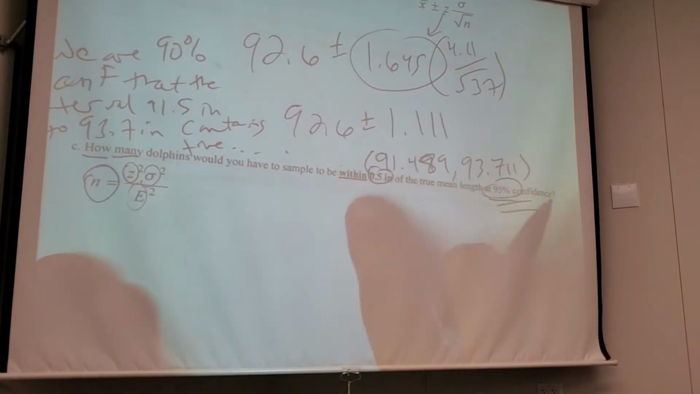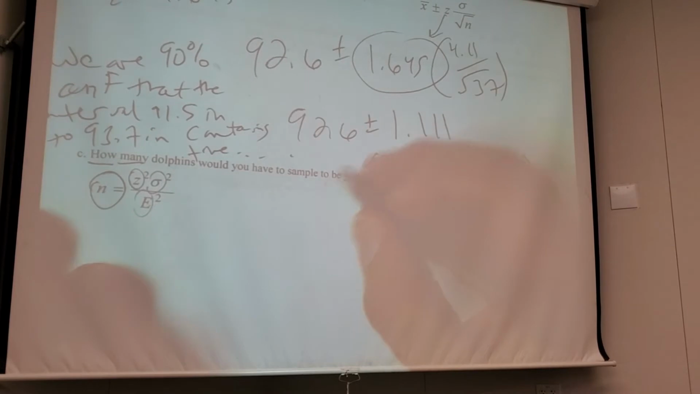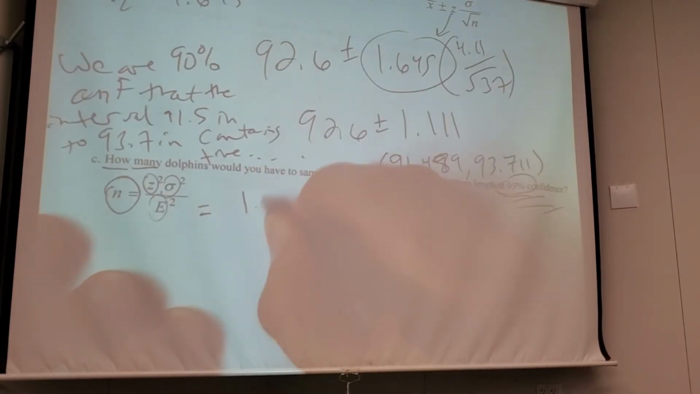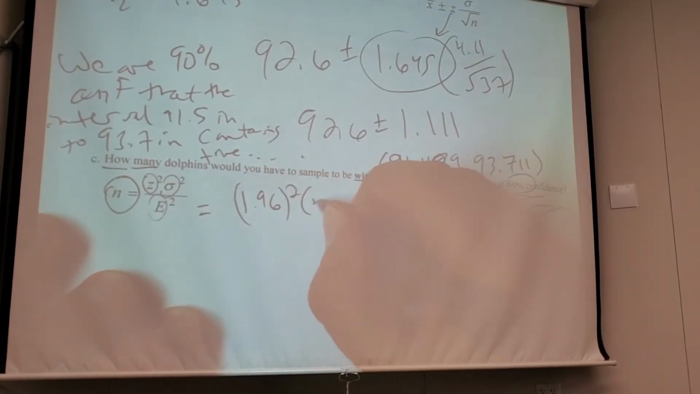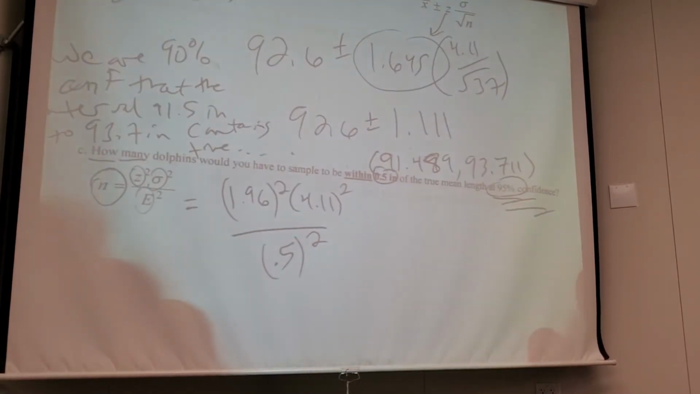So don't do that. What should go here for E? What do I want to have happen in this problem? I want E to be 0.5. There we go. So Z squared, sigma squared, divided by 0.5 squared.